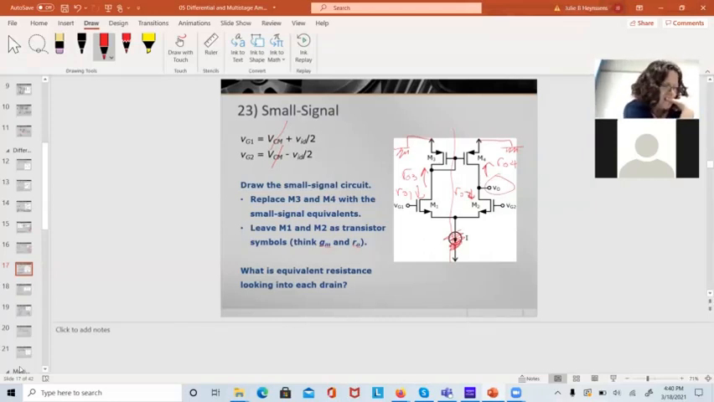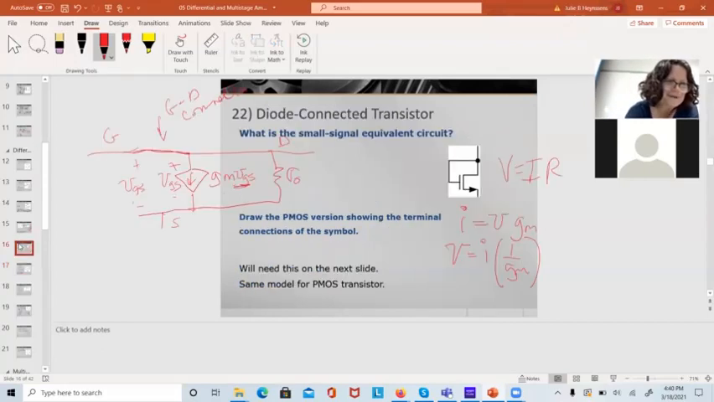RO3, RO4. I believe that one. I don't believe what I have here for RO3. Okay. Looking into here. If we take this thing and draw that small signal model, oh, yeah, this all makes sense.